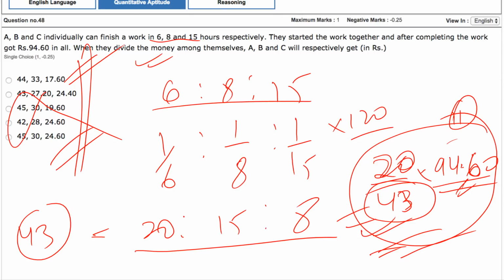A, B, C individually can finish a work in 6, 18 and 15 hours respectively. They started to work together. After completing the work, they got 94.60 rupees. When they divide the money among themselves, how much will each get?